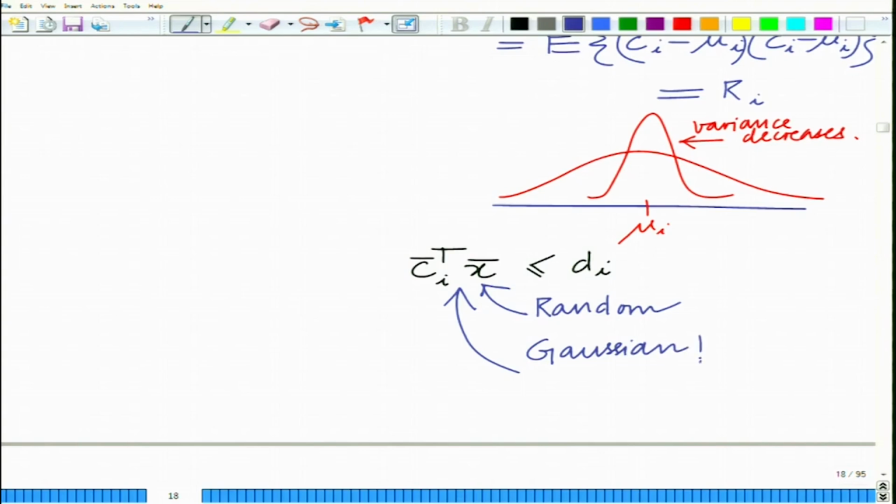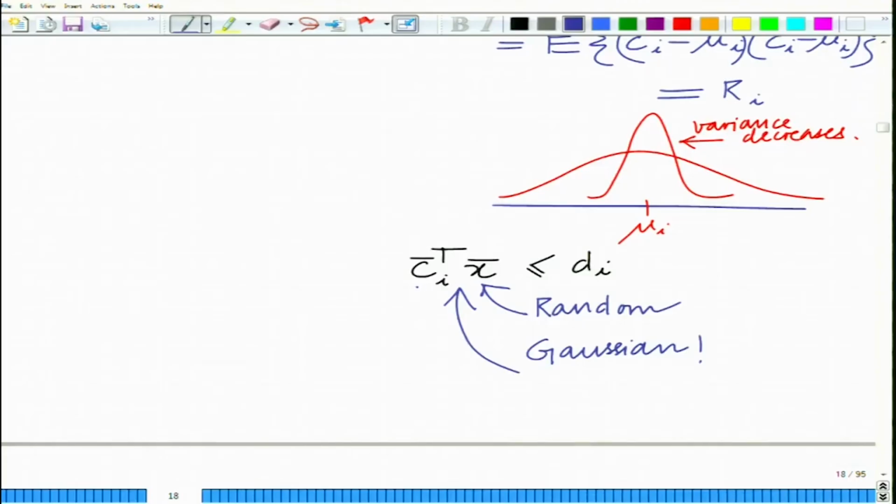Reason being, C bar I is a Gaussian random vector, so C bar I transpose x bar is a linear combination of the components of this vector C bar I. When you linearly combine Gaussian random variables, you get another Gaussian random variable. Therefore, a linear transformation of Gaussian random variables yields another Gaussian random variable. Therefore, C bar I transpose x bar is a Gaussian random variable.